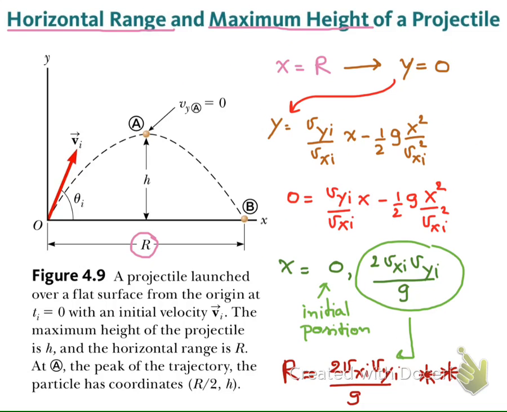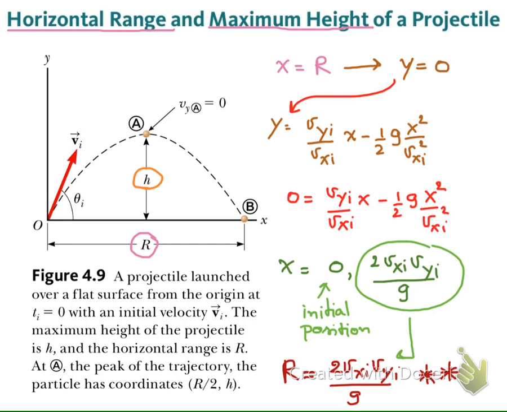Now let's discuss the maximum vertical height. In this figure, the maximum vertical height is reached when the object moves to the point where the vertical velocity is equal to 0. We call the height from the x-axis h, and this is the vertical height of the projectile. We can easily calculate the value of h as follows.